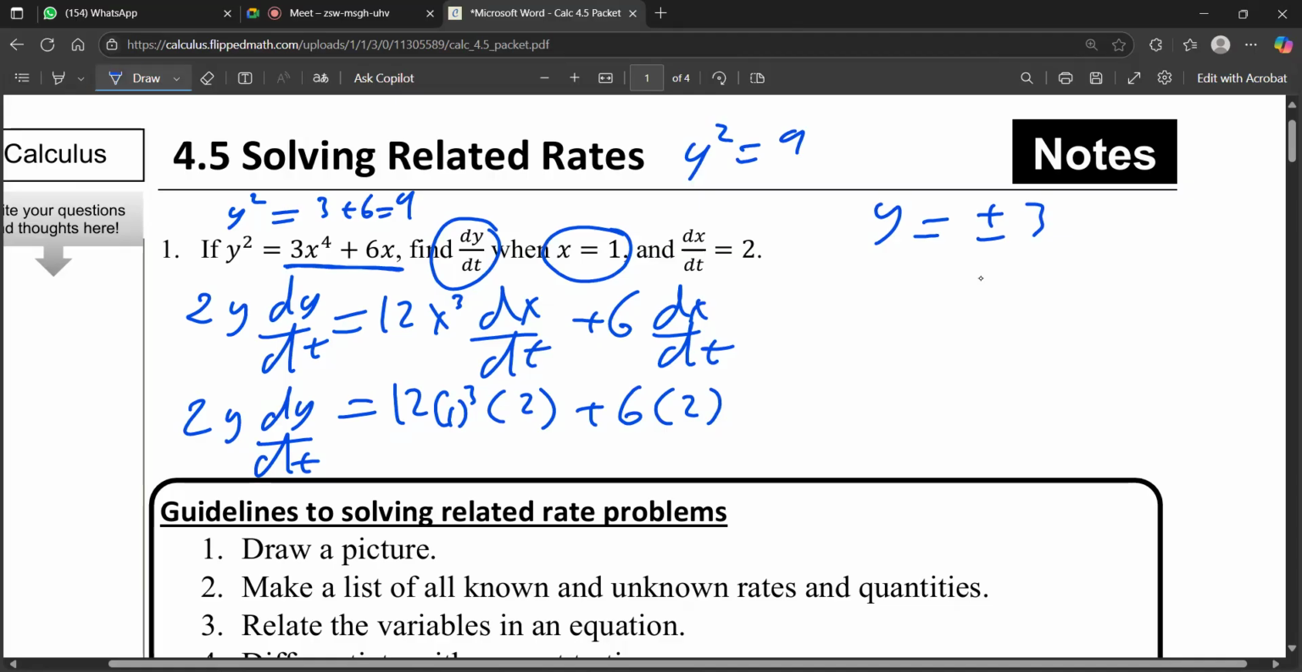Okay, so we will try 2 times y, which will be 3. And then after that, we can find dy/dt. Okay, next.